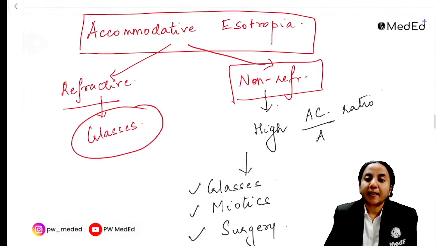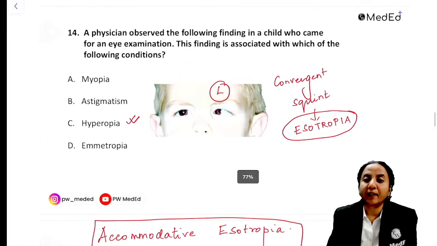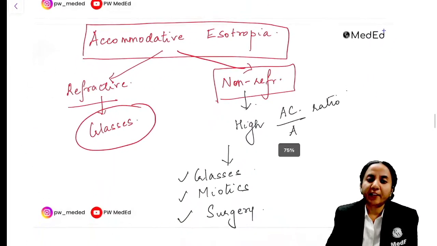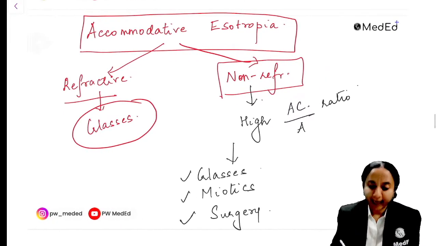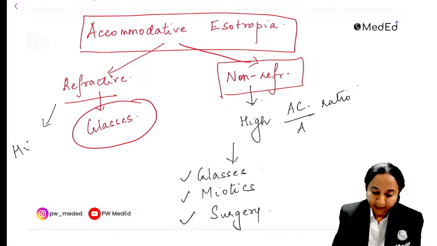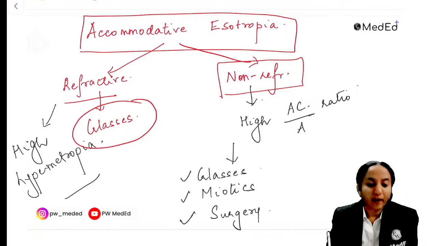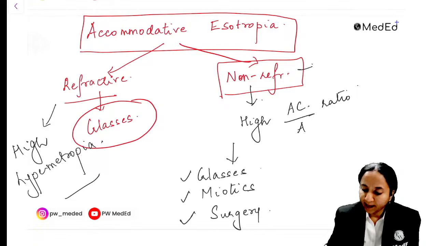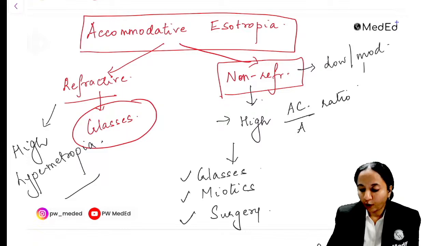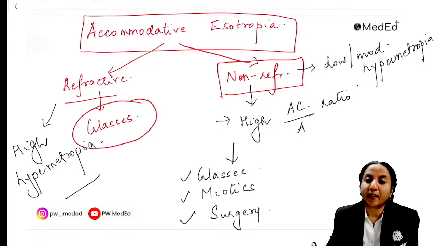So see, uncorrected hypermetropia in children gives rise to accommodative eso. Accommodative eso can be either refractive, which means there is a high uncorrected hypermetropia, and here the treatment is only glasses. But sometimes there is another variety called non-refractive, where there is hypermetropia, but it is low to moderate, and there is a high AC by A ratio. AC by A means accommodative convergence by accommodation. So here the treatment is glasses, miotics, and surgery.